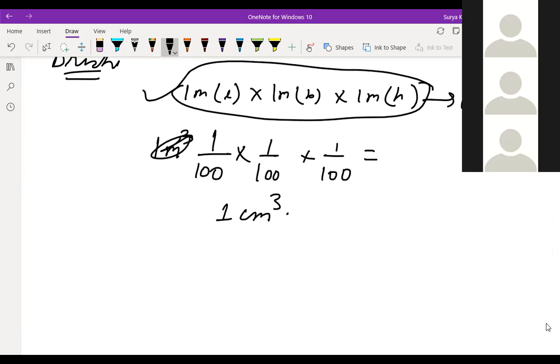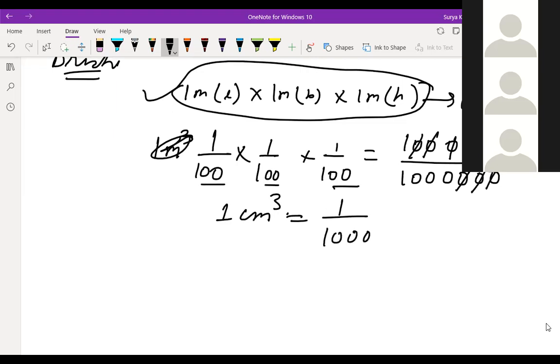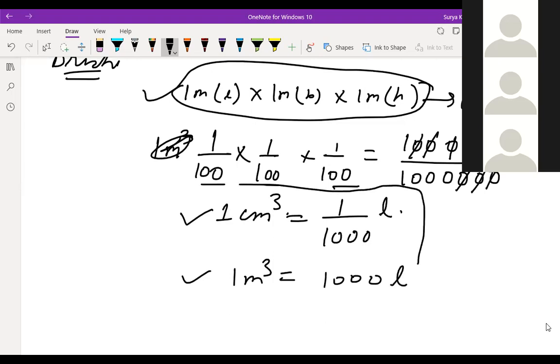Sorry, what is your name? Hemant. So here also we have to divide by what? 100, 100, 100, followed by how many zeros? 6 zeros. So here also it gets cancelled, here also it gets cancelled. So we are getting 1 by 1000 liters. Understood? Now, 1 centimeter cube is equal to 1 by 1000 liters, and second, 1 meter cube is equal to 1000 liters. So this is a very important concept you can remember.